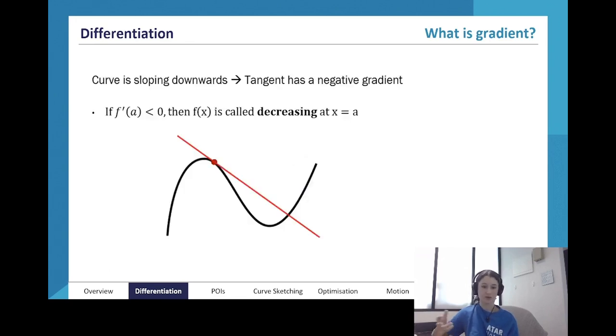Conversely, if a curve is sloping downwards, reading it from left to right, then the tangent has a negative gradient. And so if the derivative at a point A is less than 0, then the function is said to be decreasing at that point. So a review of all of that is: if the derivative is positive, the curve is increasing. If the derivative is negative, then the curve is decreasing. And this is how we can use the derivative to know things about the curve itself, whether it's increasing, decreasing, what the gradient is, etc.